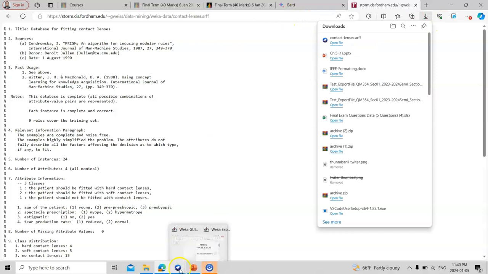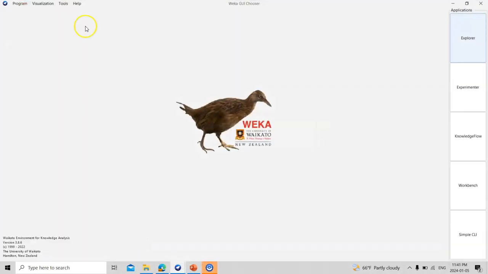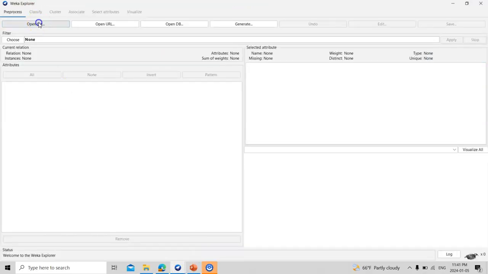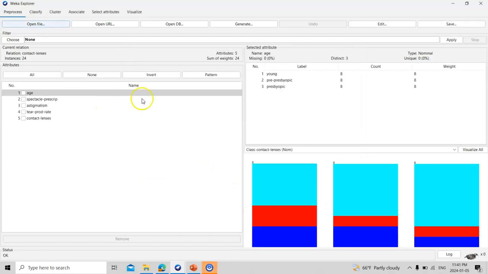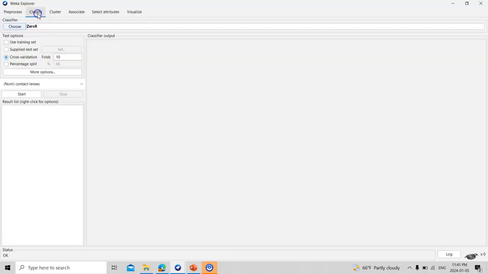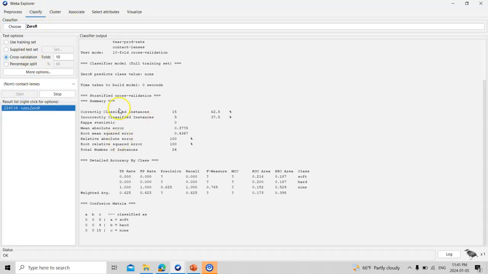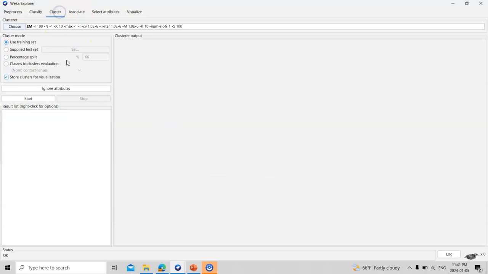So let me import this for you. You can open it, and now see, you can see this file. You can apply different algorithms. You can put classification on that one, start classification. The classification is done. You can do clustering and many things.